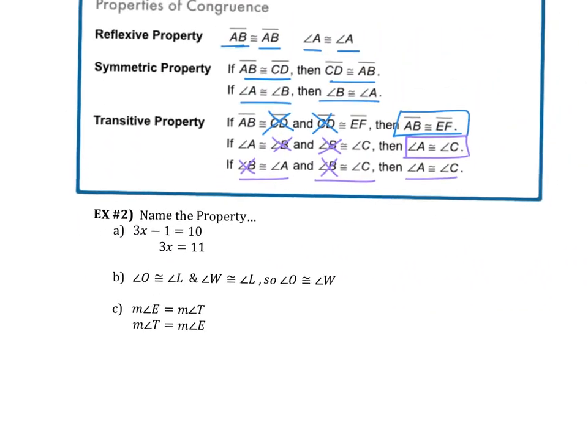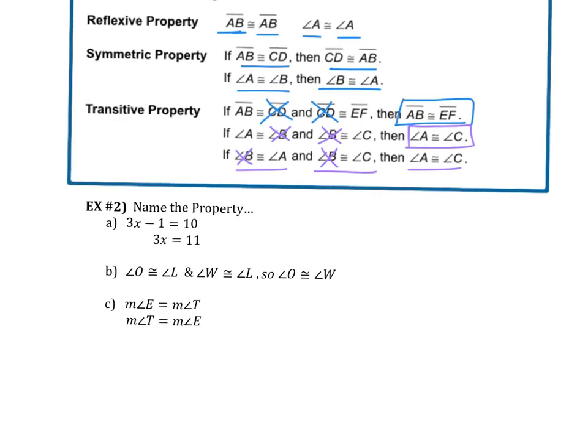All right, so tell me this. What properties do you see? For letter A, 3x minus 1 equals 10, and then it becomes 3x equals 11. Which property is that? Someone said it. Who said it? Raven? That's the addition property, right? If I wanted to solve this, I would have added 1 to both sides. So that's the addition property of equality. And again, I'm not super picky about the "of equality" part, but it is set equal, which is why they say "of equality."